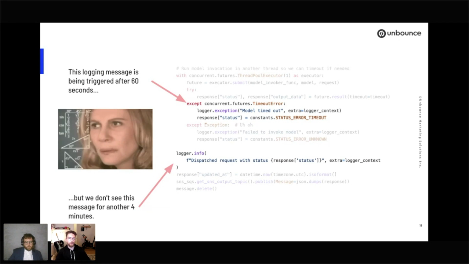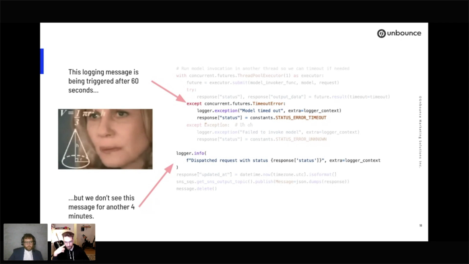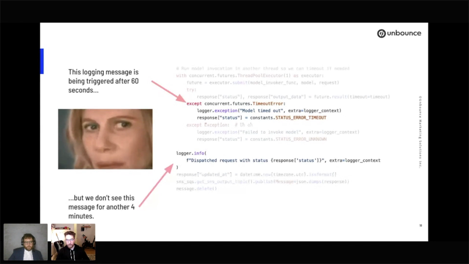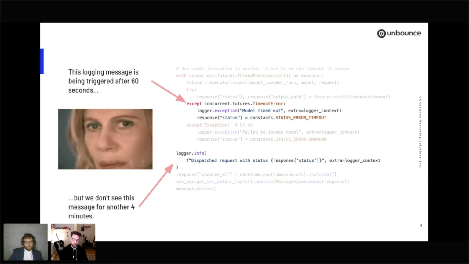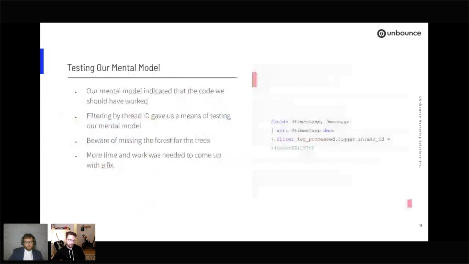So what we saw when we looked at the resulting log stream for a single thread, we were raising an error when we expected to, when the thread timed out. But it then took 4 more minutes before we actually saw the thread complete. And that's more than enough time for the message to become available again and be picked up by another thread of Dispatcher and contacted again. And there you go, there's your snowball. So at this point, we knew our mental model was wrong and we knew sort of what was going wrong, but we didn't really know how to actually go about fixing it.